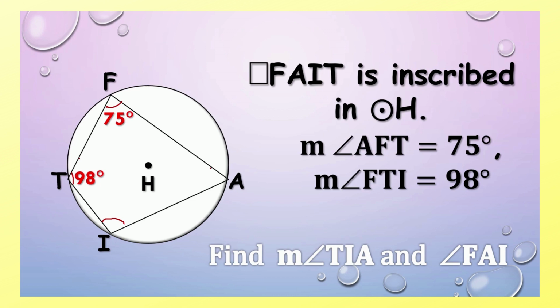And angle FAI. Ito naman yung FAI. Okay, dito class, if a quadrilateral is inscribed, yung quadrilateral natin naka-inscribe siya sa ating circle, the measure of the two opposite angles of our quadrilateral is equal to 180 degrees.